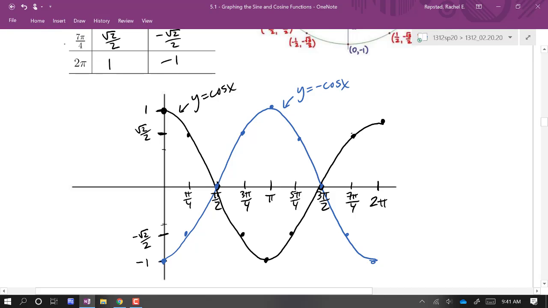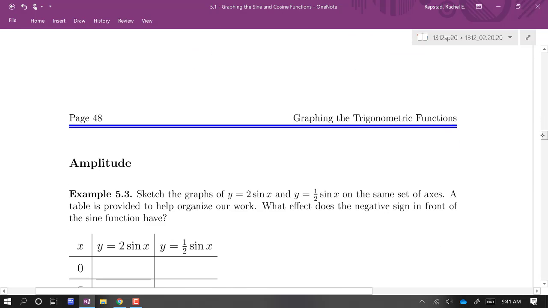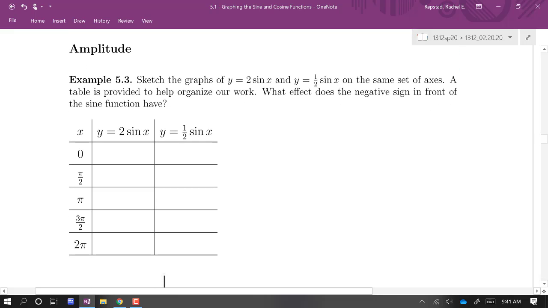You're probably not surprised to see how the blue curve ended up looking, because if you throw a negative sign in front of any function, all it does is reflect it across the x-axis. Okay, so we know the effect that the negative sign has in front of the function, and what effect that has on the graph of the function. We're now going to consider some other changes we might make.